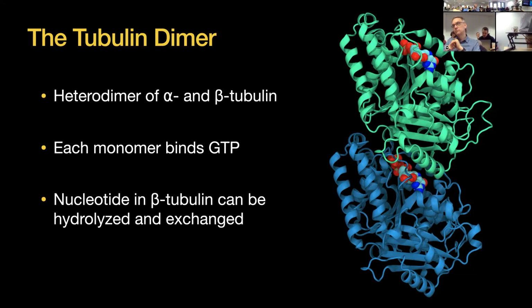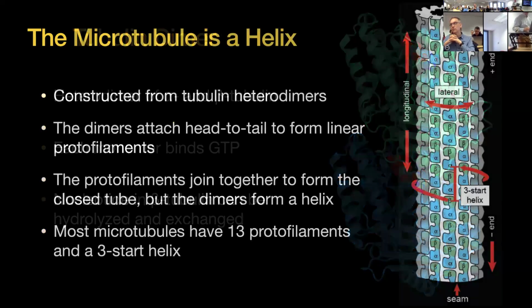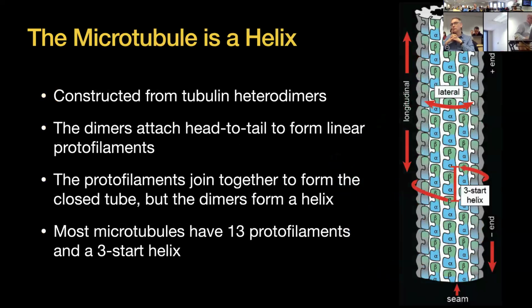And as you might imagine, just because of the proximity, you see that that nucleotide in the bottom is kind of buried within the dimer, but the top nucleotide in beta, it actually can be hydrolyzed, which is important for its function, and it can also then be exchanged in solution to get a fresh copy of GTP. Okay. So if you take these dimers, then you can assemble them into the microtubule.